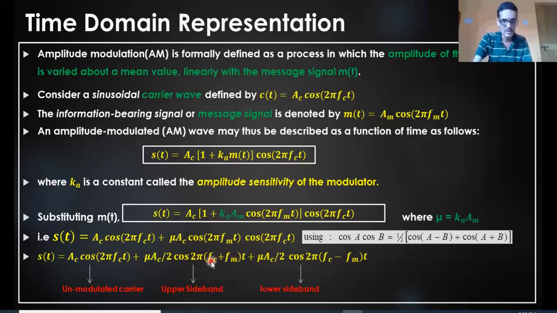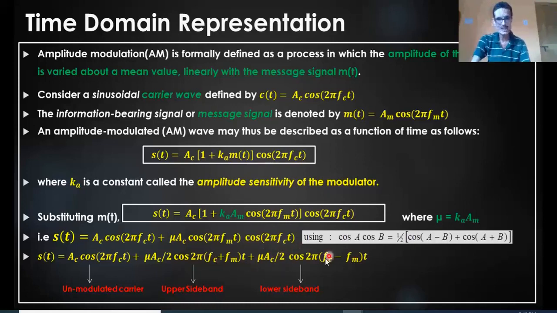It is mu AC by 2 cos 2 pi (fc plus fm) t, right? I call this the upper side band, and I call this the lower side band. The upper side band, the second component, is a cos signal with a frequency of fc plus fm, that is, the frequency is increased by fm, with the amplitude equal to mu AC by 2. What about this? This is the lower side band, with a frequency of fc minus fm and the same amplitude as the upper side band.